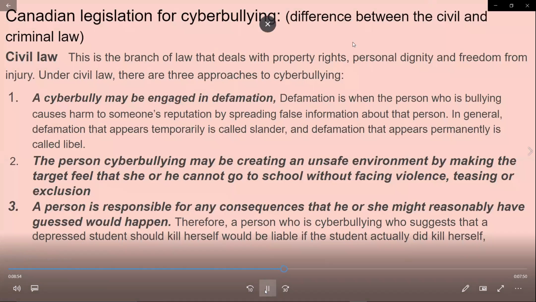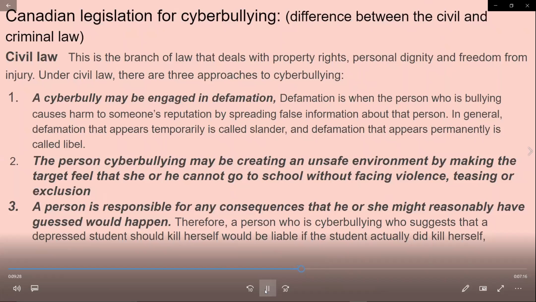Canadian legislation for cyberbullying, differences between civil and criminal law. Civil law is the branch of law that deals with property rights, personal dignity, and freedom from injury. Under civil law, there are 3 approaches to cyberbullying. A cyberbully may be engaged in defamation. Defamation is when the person who is bullying causes harm to someone's reputation by spreading false information about that person.